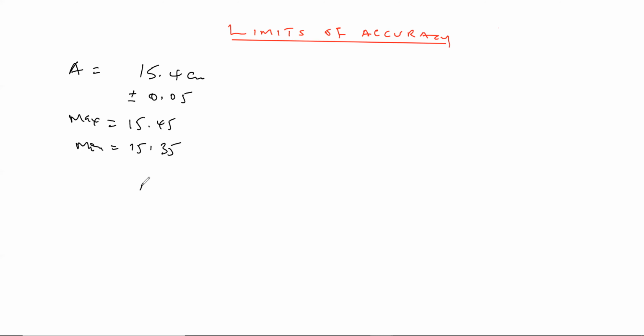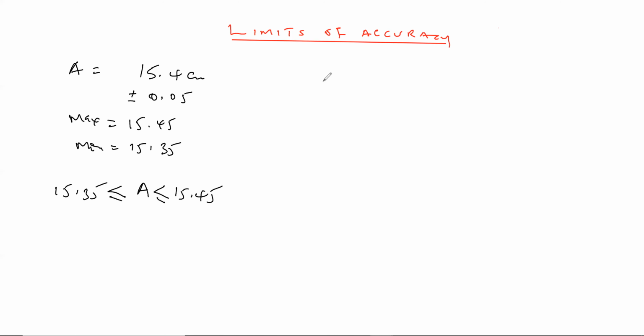So when you're writing limits of accuracy, you have to write your values in terms of inequalities. So I write the value A, then on the right, I write the maximum value, which is 15.45, and on the left, I write the minimum, which is 15.35. So when you say limits of accuracy, limits are supposed to give you both maximum and minimum values, written in inequality form. So when a value is written this way, it's in limits. So if you do a question and it says find the limits of accuracy, it means you leave your answer in terms of inequalities, showing clearly the maximum and the minimum values.